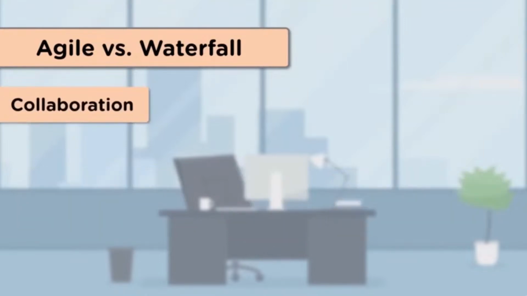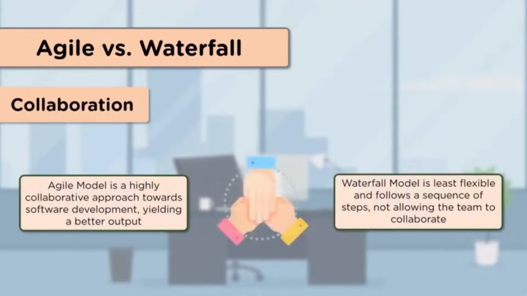Then, the next aspect we shall discuss is collaboration. If we talk about the collaborative nature of the model, then agile model is very collaborative in nature, which enables it to deliver a better output and complete the project in a more productive manner. Whereas the waterfall model is not open for collaborations. It does not allow the team to collaborate and strictly follows the sequence of steps.